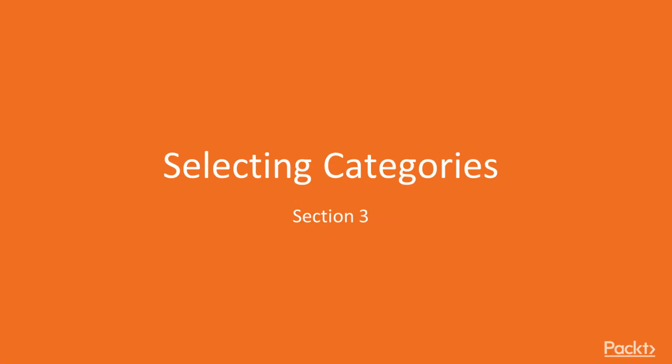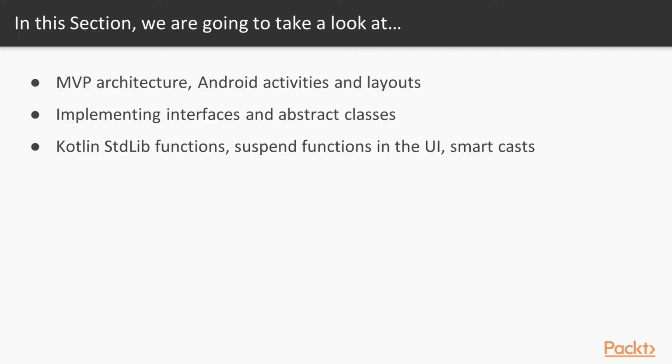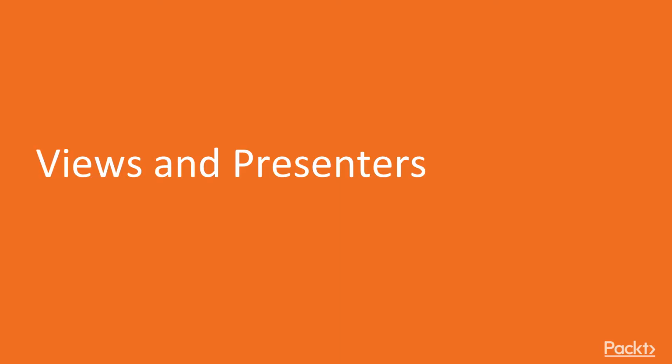Hi, and welcome to Selecting Categories. In this section, you'll create the model view presenter architecture and implement the first Android activity. You'll learn about inheritance in Kotlin, about implementing interfaces and extending classes, and you'll also learn about extension functions in the Kotlin standard library, how to call suspend functions, and about smart casting. And this is the first video of the section, Views and Presenters.